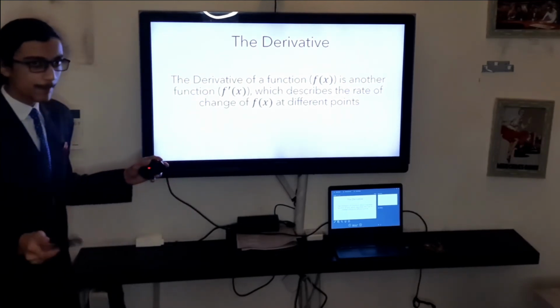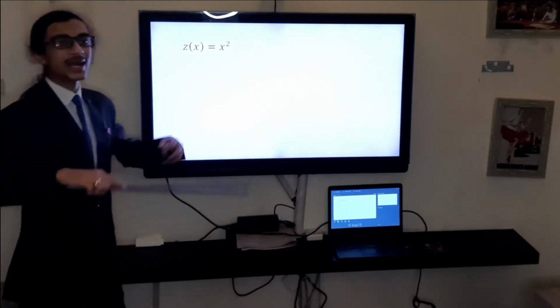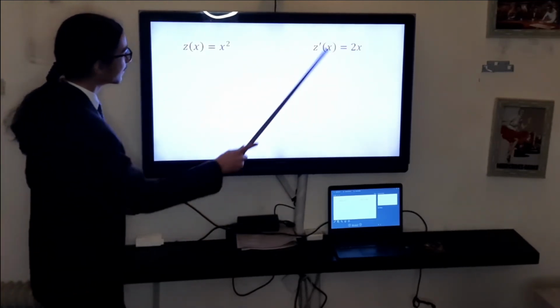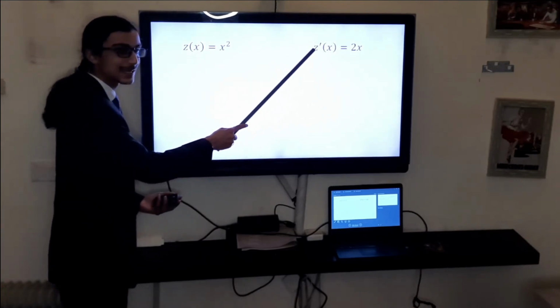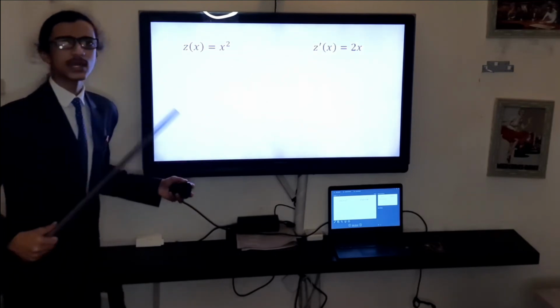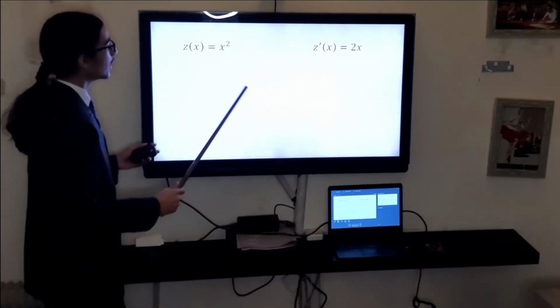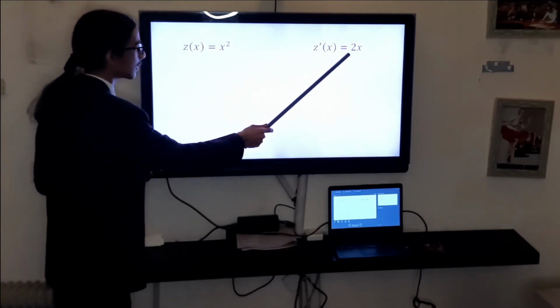So let's look at an example just to get a better understanding. We'll return to x squared. Now I happen to know for a fact that the derivative of x squared, we write this as z prime of x, is 2x. We'll be investigating why in future lectures, but I just happen to know that for z of x equal to x squared, the derivative is 2x.